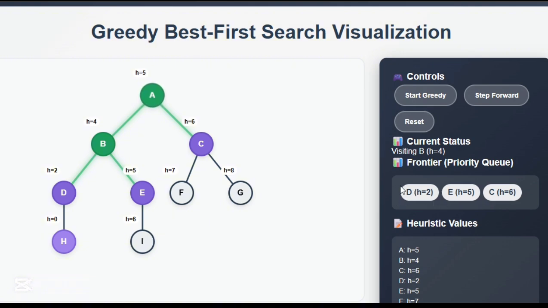Now from the frontier, which node has the smallest heuristic value? That's D. It has a heuristic value of 2. So we go to D. We visit it. From D there is only one child edge, and that's our goal. And it has a heuristic value of 0 since it's our goal. So greedy picks that edge immediately, which has the lowest heuristic, closest to the goal. And we are done.